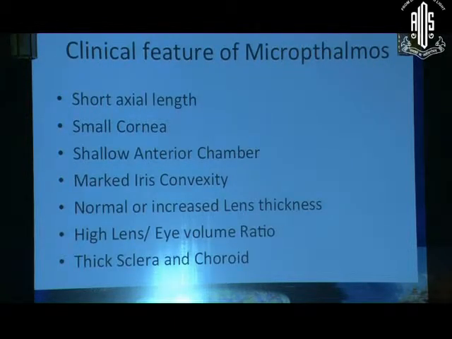I am going to the clinical features. It is a short axial length, small cornea, shallow AC, marked convexity of iris, normal or increased lens thickness, high lens volume, and thick sclera and choroid.